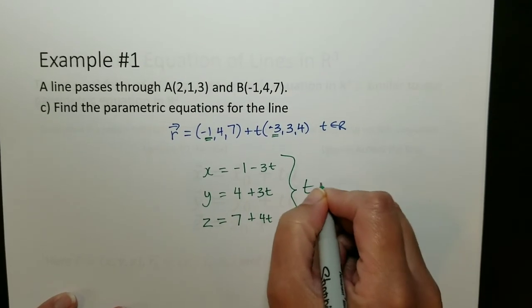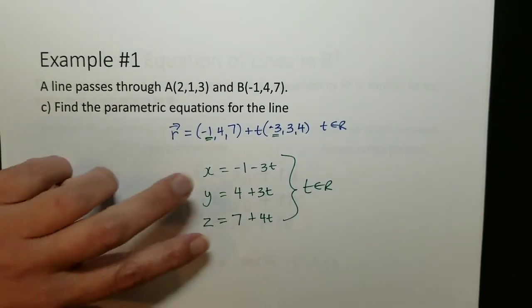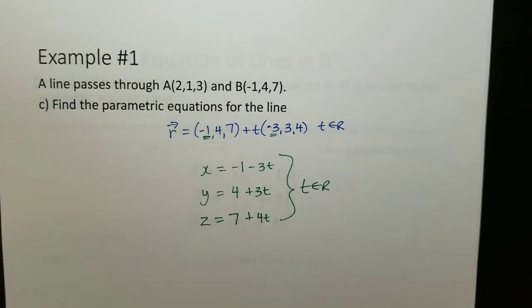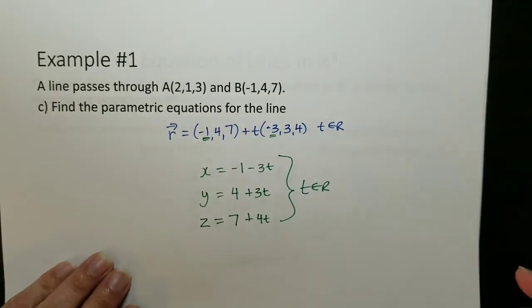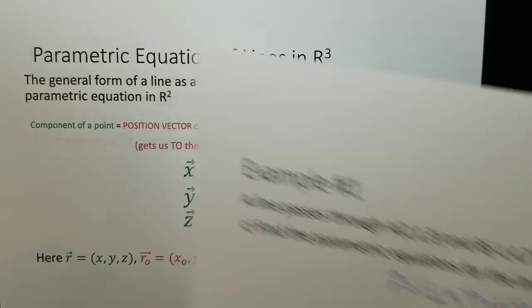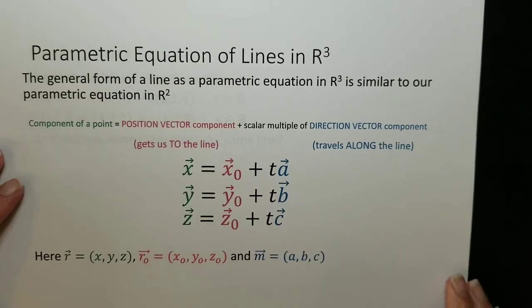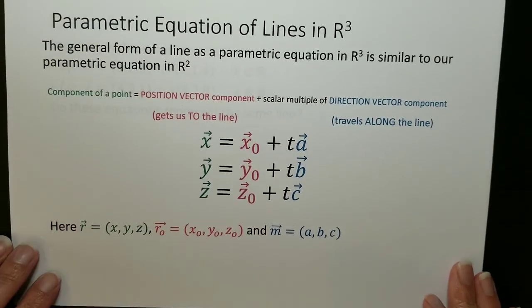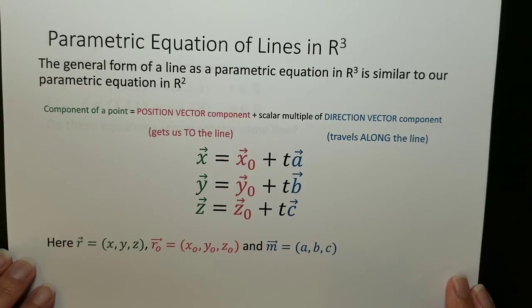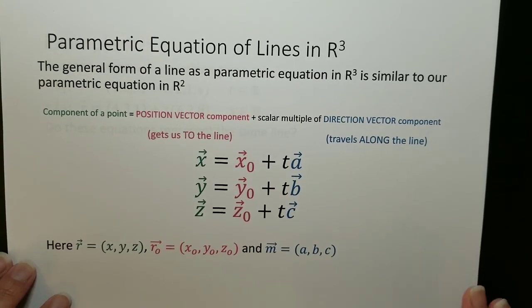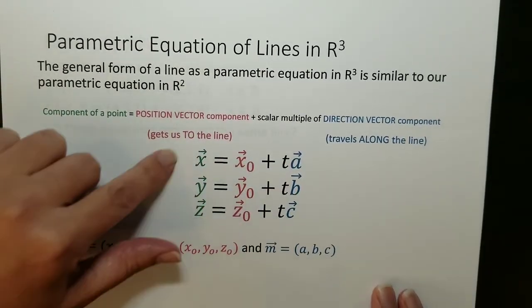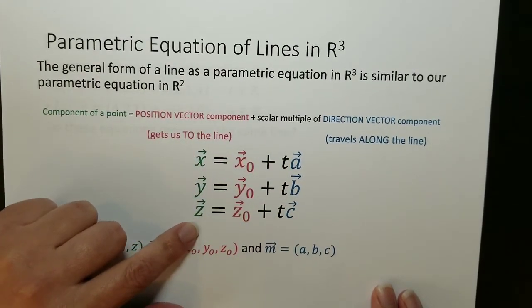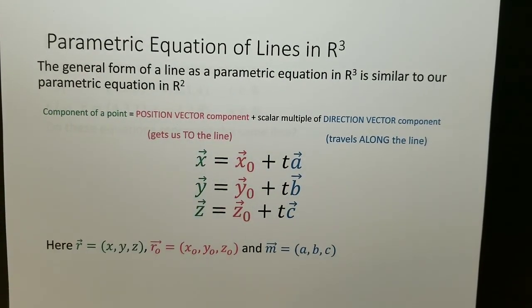And we always just say t is an element of the real numbers. So these are parametric equations for that. Now I have a color-coded example of this, and I would really recommend not memorizing this. I think it's much easier to just find the vector equation.